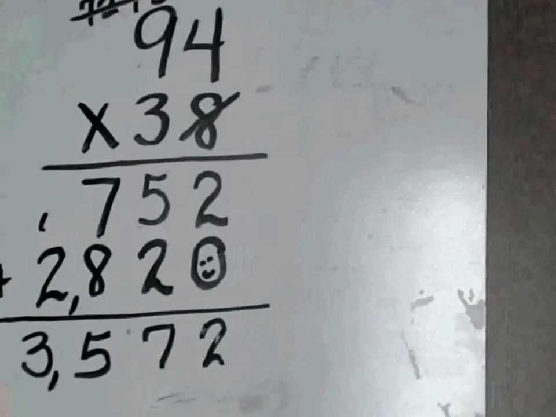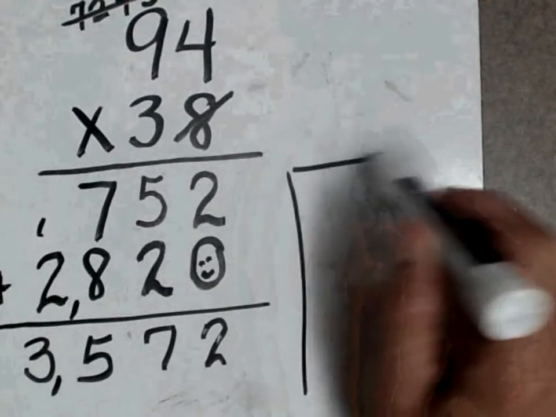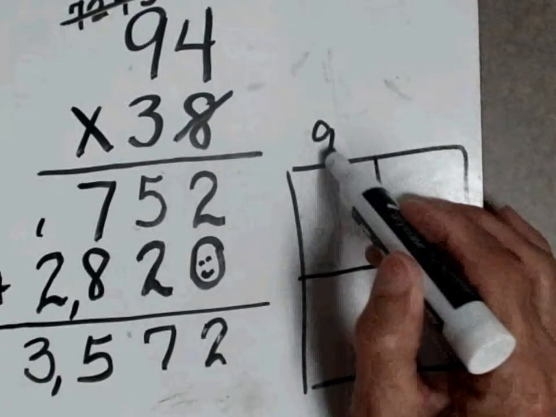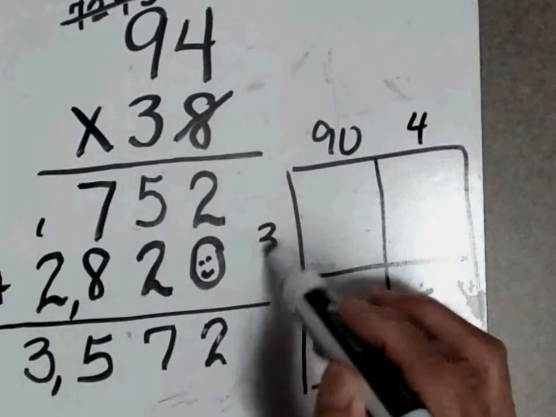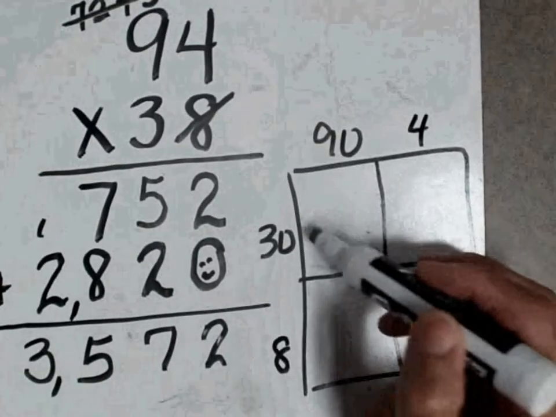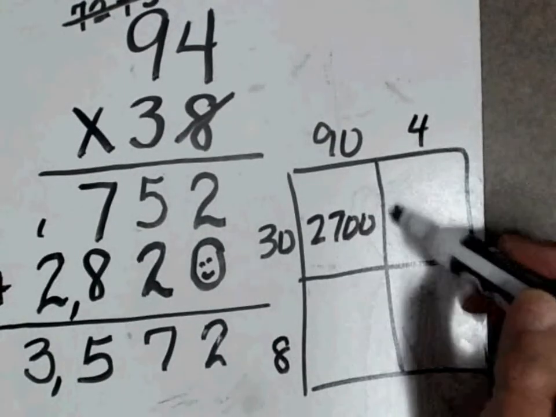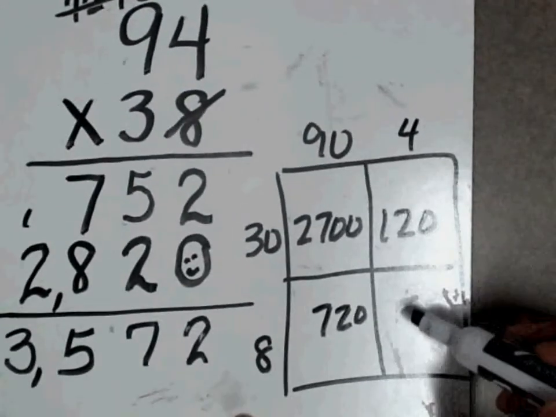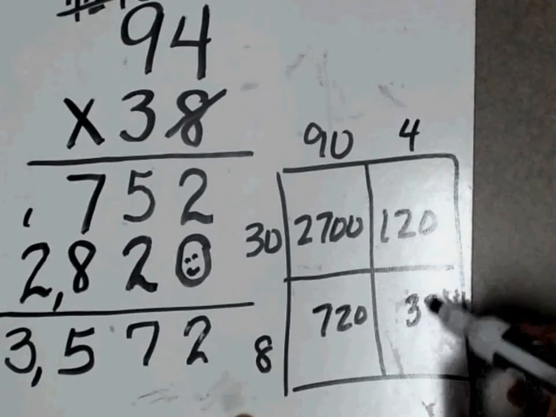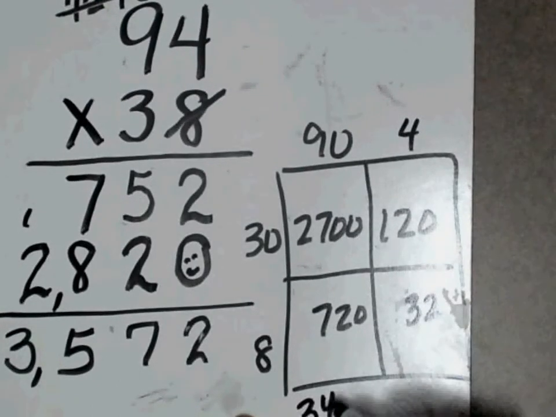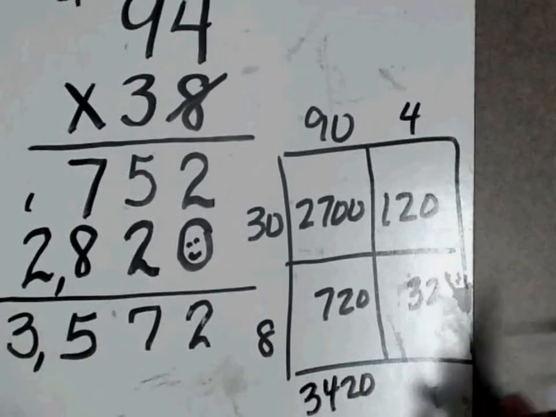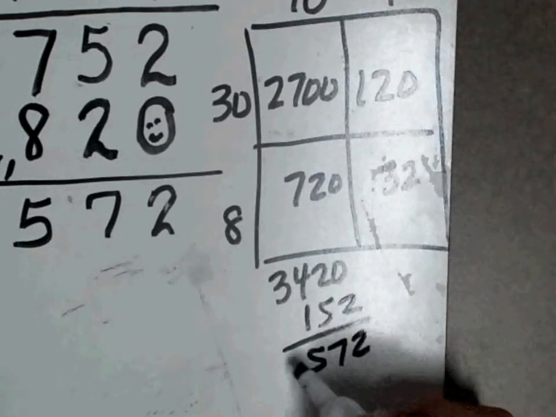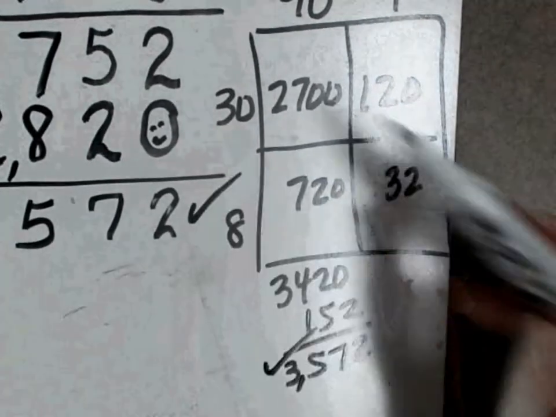So when you add that up, you should get a product of 3,572. Now let's go ahead and check our work until we become experts using our 2 by 2 area model. And let's see if we get a checkmate. And this goes really fast when you know your math facts. Checkmate.